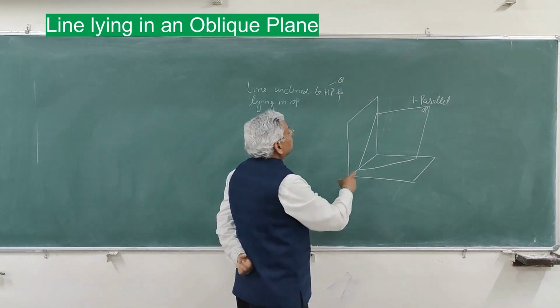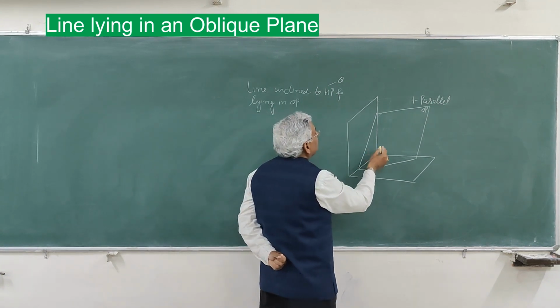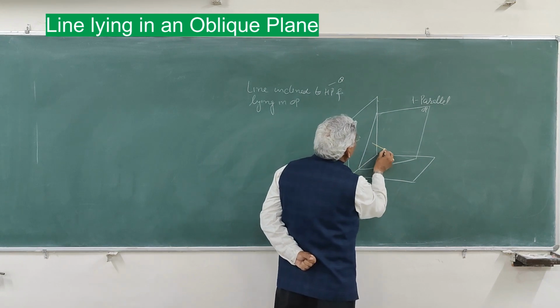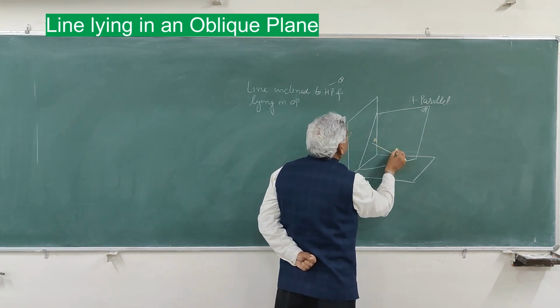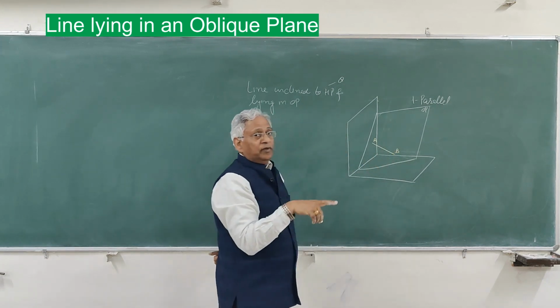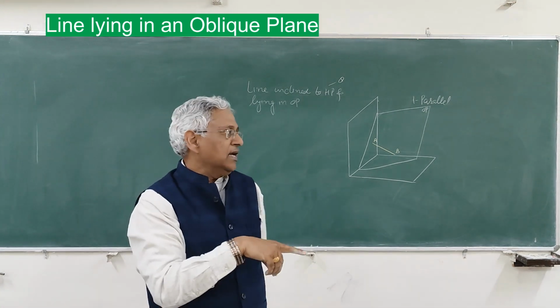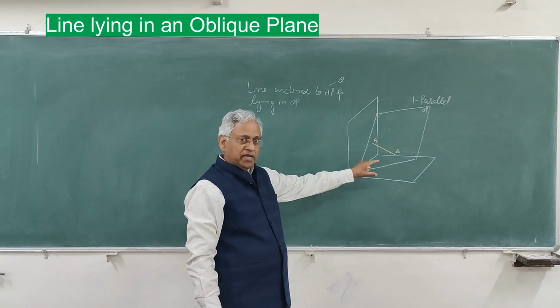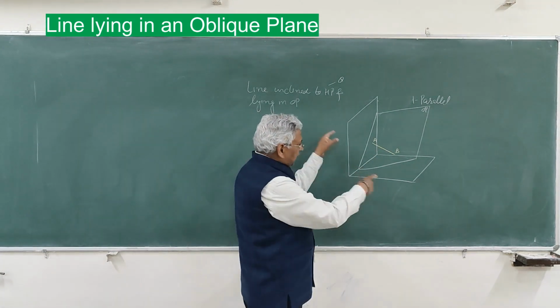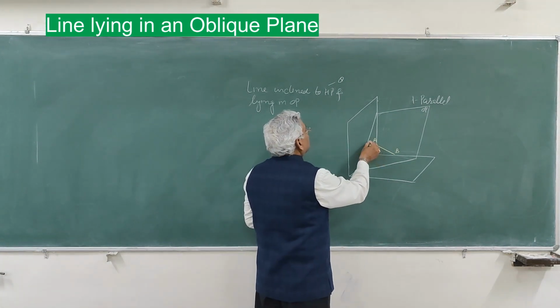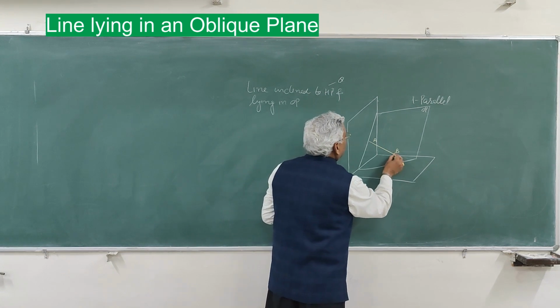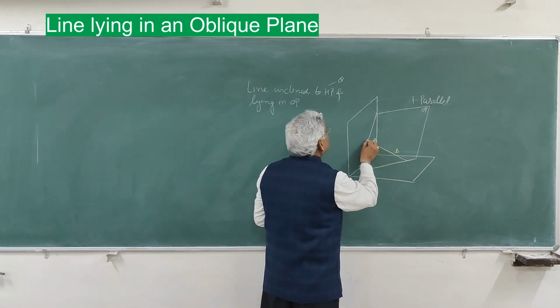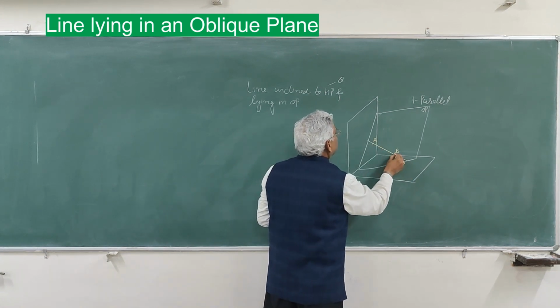Let us say you have an oblique plane and there is a line AB which lies in the oblique plane and it makes angle theta with the horizontal plane. Extend this line to HT and VT. Okay, A is here, B is here.